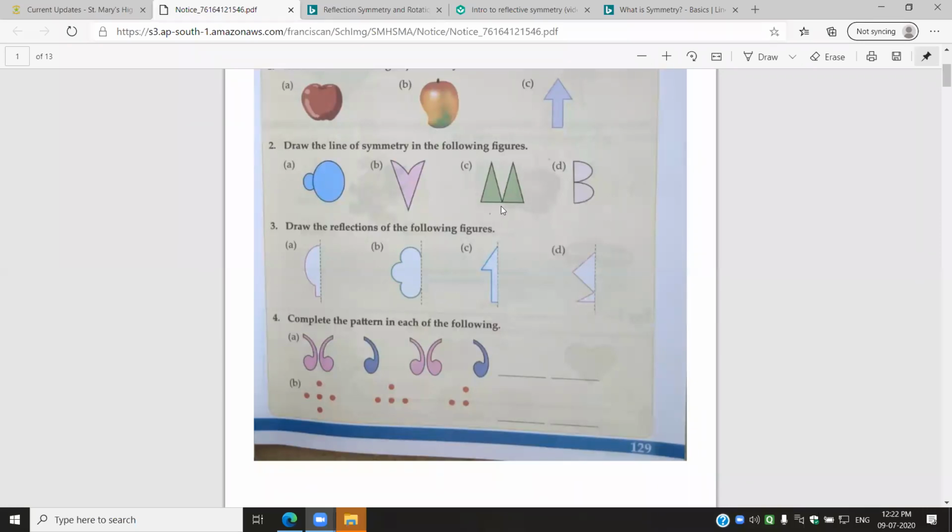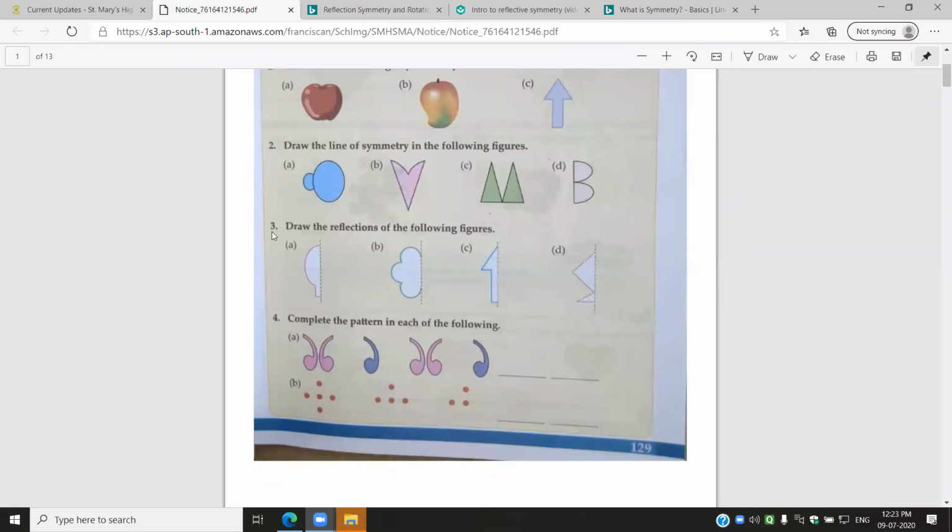Here also, to get a perfect symmetrical figure, what will I do? I will draw a line of symmetry like this, vertical, in between both of these triangles. Now in this, if I draw the vertical, I will not get identical sides on both. So I have to obviously draw a horizontal line of symmetry. That's how you will do question number 2.